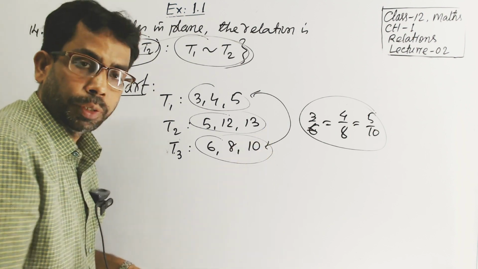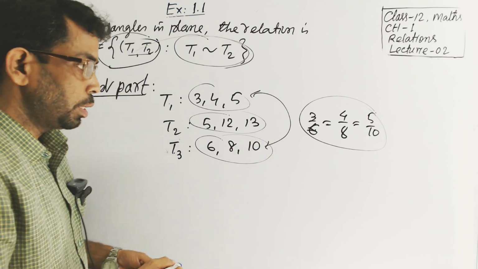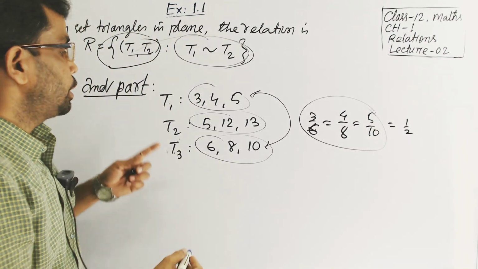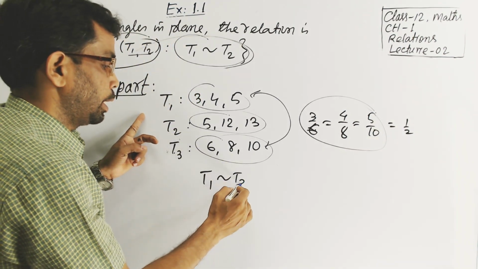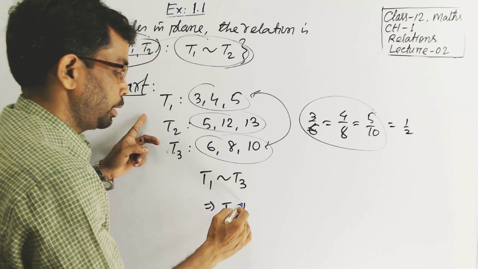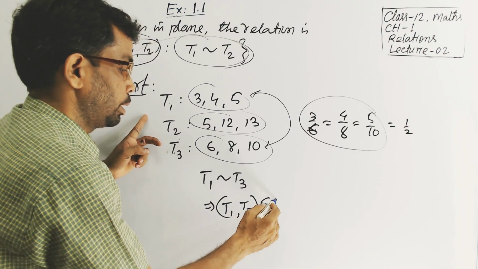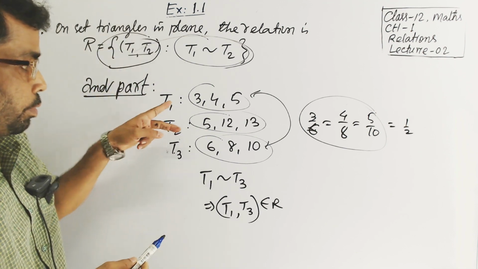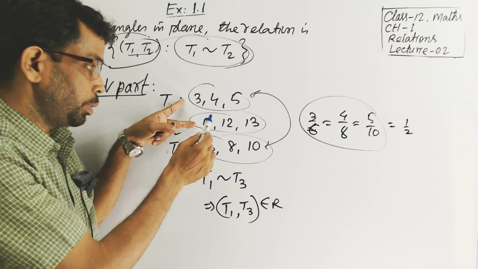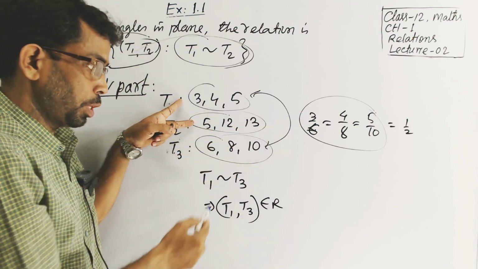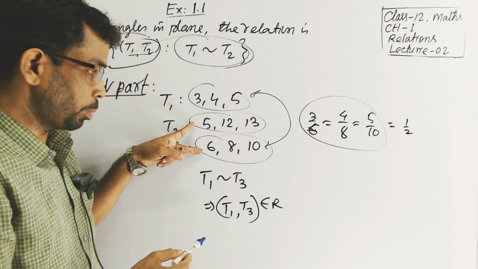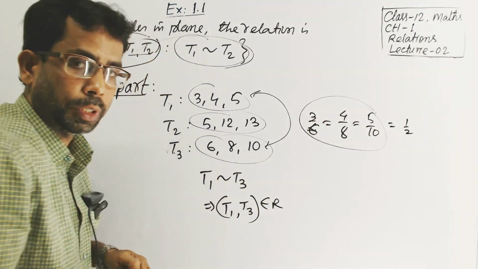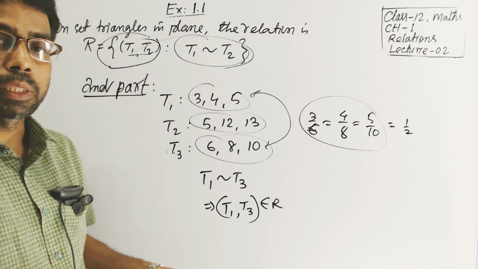So the ratios of the lengths of sides are equal for the first and third triangle. Each ratio is equal to 1/2, and hence we can say T1 and T3 are related, similar. That means the pair belongs to the relation. But if we compare the first and second triangle, they are not satisfying this proportional condition. This also is not satisfying the proportional condition, and hence only the first and the third satisfy the proportional condition, and hence the first and the third are related.